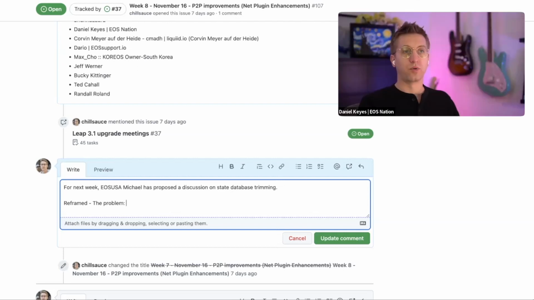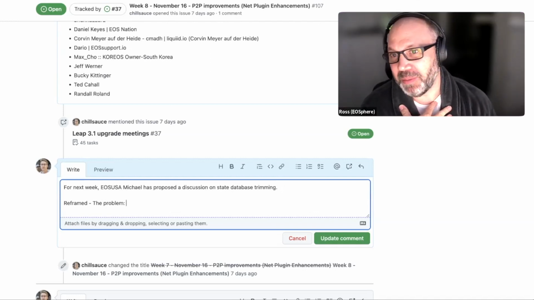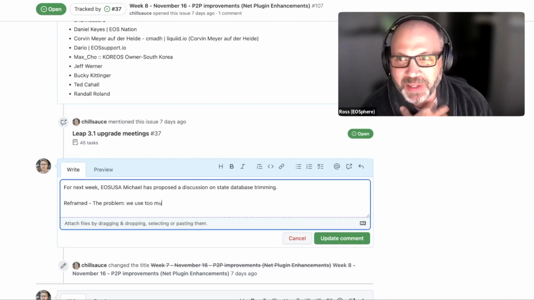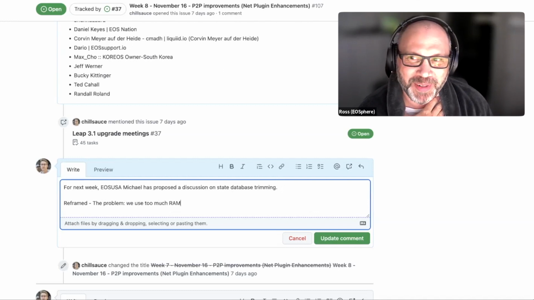Yeah. So the problem is we're using too much RAM, basically. I think that's the problem. Yeah. We use way too much RAM, especially when everything's in memory. We need it to be fast, but not in RAM.